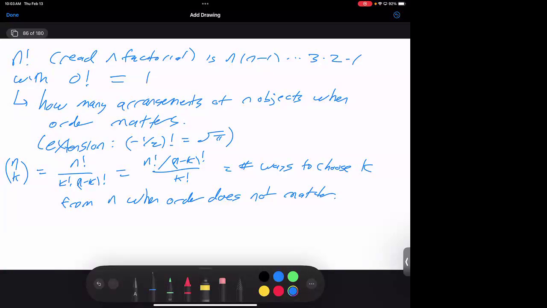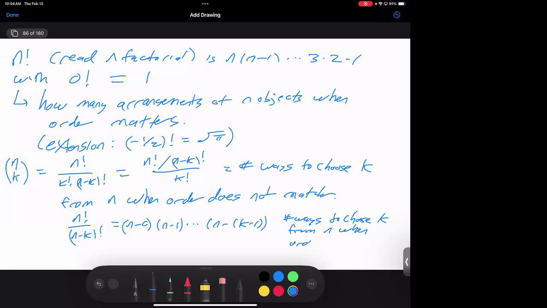Why am I writing it like this? Well, n factorial over n minus k factorial, this is n minus 0, n minus 1, dot, dot, dot, n minus k minus 1. Can somebody tell me what that represents? So what would that represent? Yes, to choose k from what? From n when order matters.